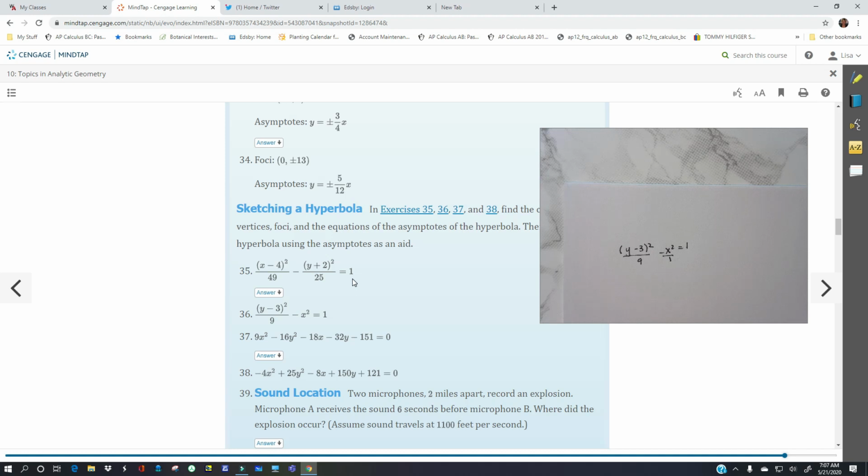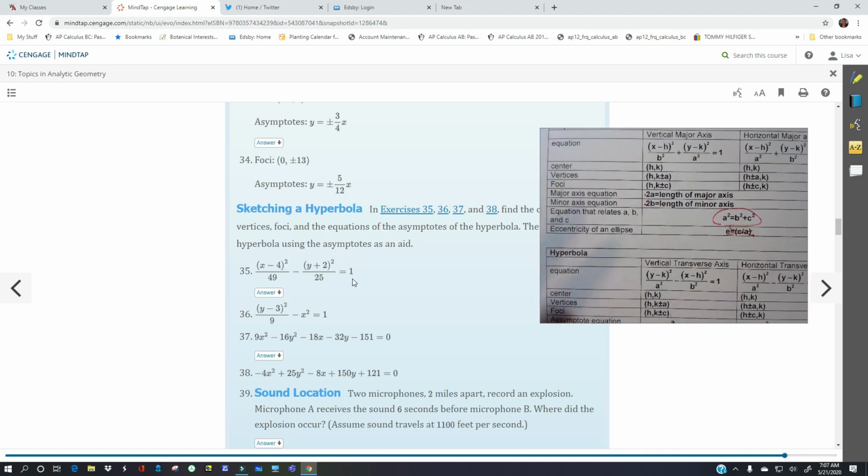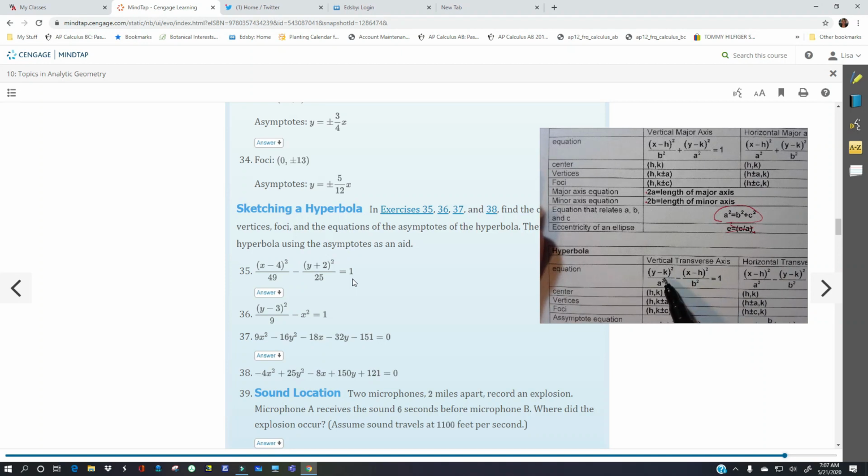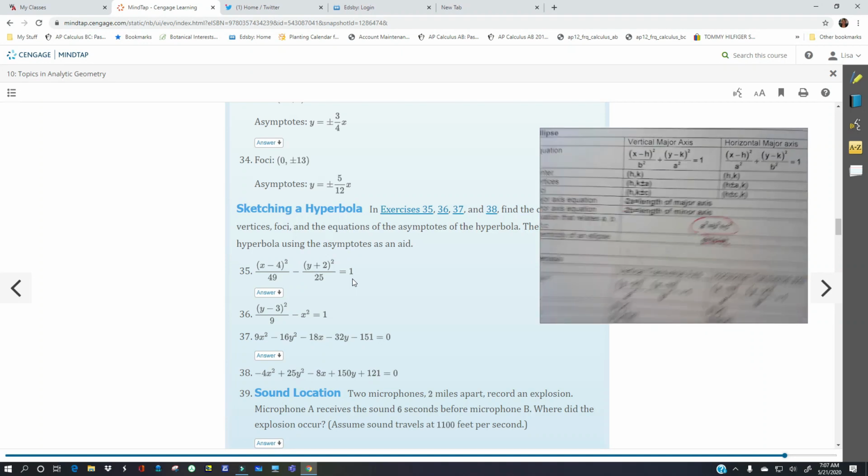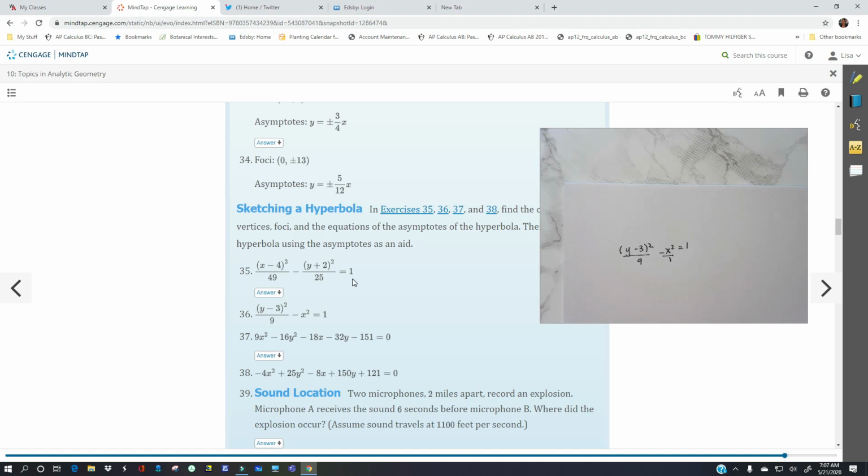The bigger number is under y, right? So again, as a reminder, if y comes first, then you're going to have a vertical transverse axis. That's what we expect to have here. So I'm going to rewrite this as y minus 3 quantity squared over 3 squared minus x squared over 1 equals 1. And what I know is that a is equal to 3 and b is equal to 1.